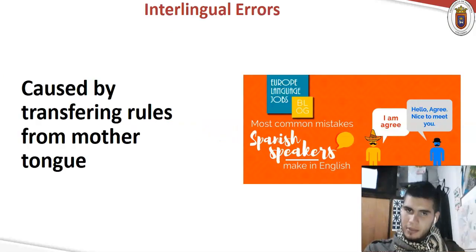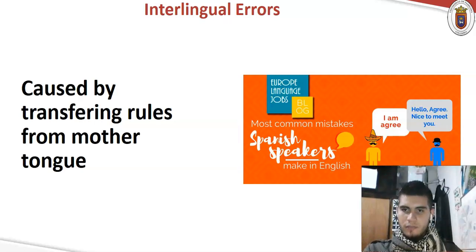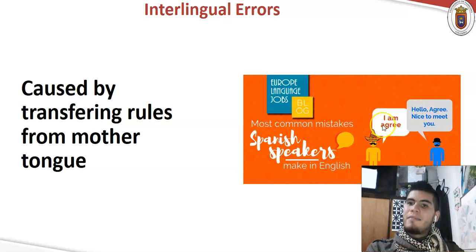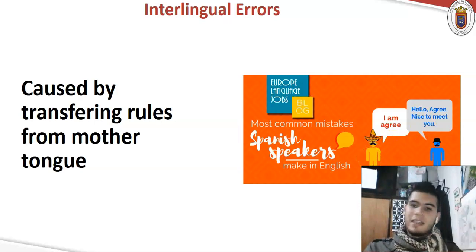Causes of errors. Interlingual errors. Interlingual errors occur when we transfer the words from our mother tongue to the second language we are acquiring. For example, here, "I am agree." The novel says, "Hello, I am agree, nice to meet you," because in Spanish we say "estoy de acuerdo." In English it doesn't exist at all, because we just say "I agree" or "I do agree," and that's it.